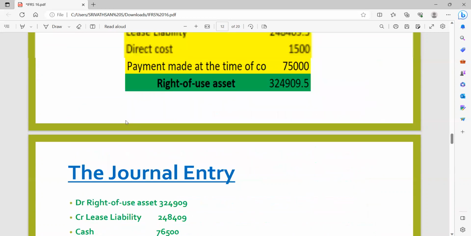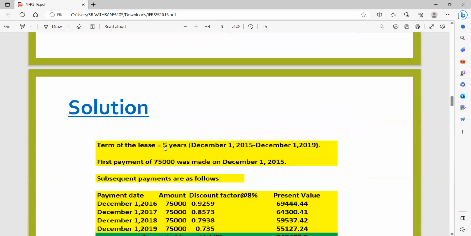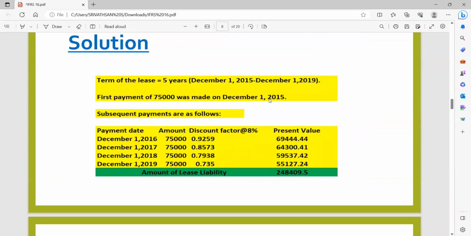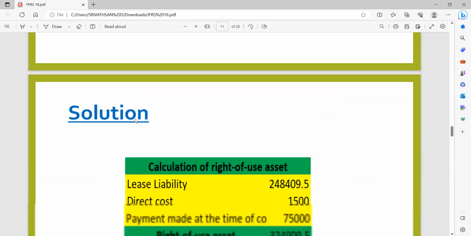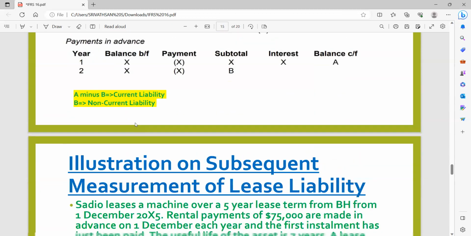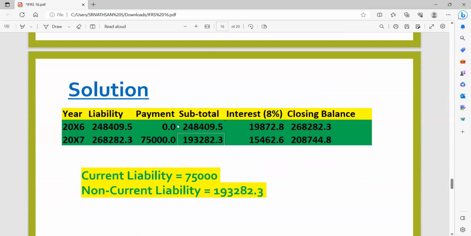Even here I have explained that this 75,000 made on 1st December 2015 is not a part of your lease liability because this is not a future payment. It has already been paid. For calculation of lease liability, you need to calculate the present value of future lease payments. So this 75,000 is not a part of lease liability. So no payment is made in the first year here. So it is zero.